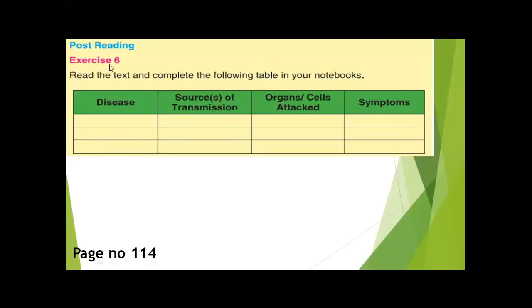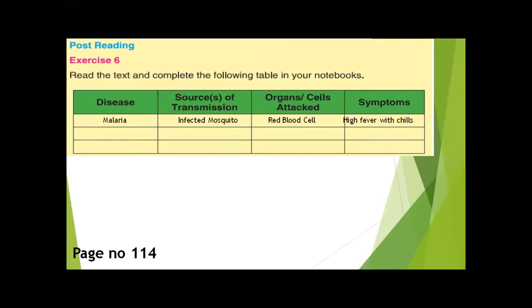Now it's time to complete exercise number 6, that is post reading. Read the text and complete the following table in your notebooks. This is all about the bookwork that is present in your book on page number 114. First disease is malaria, and the source of transmission is the infected mosquito. The cells attacked are the red blood cells. And the symptoms in malaria are high fever with chills.